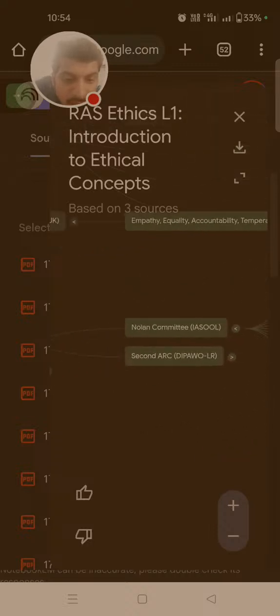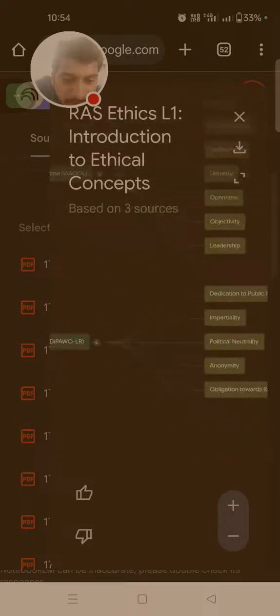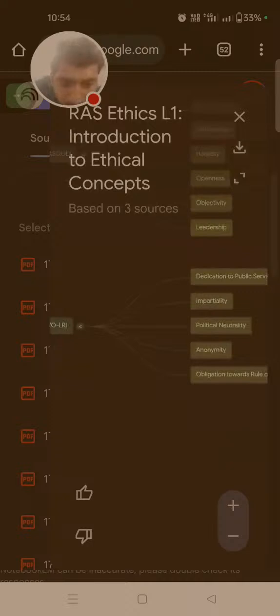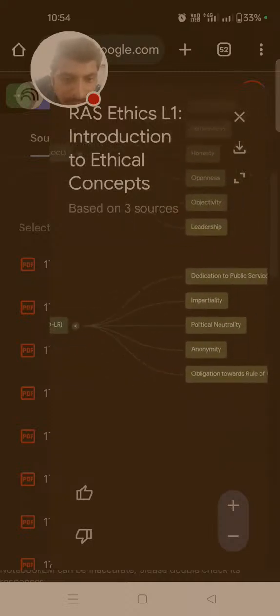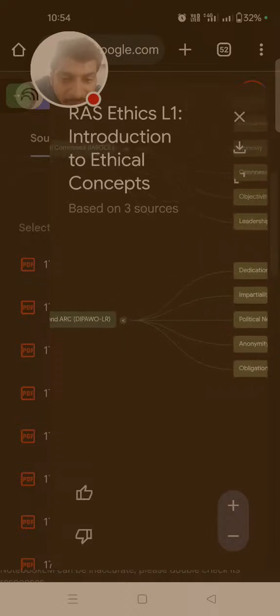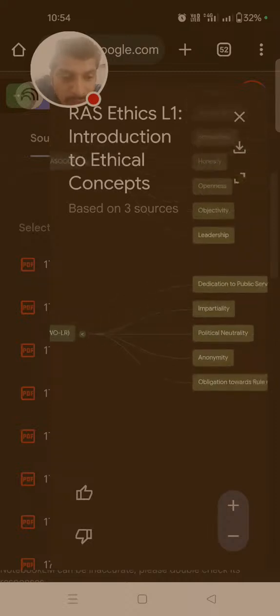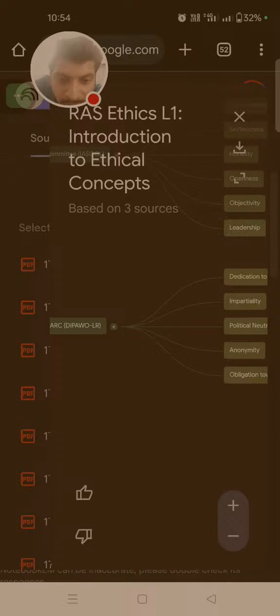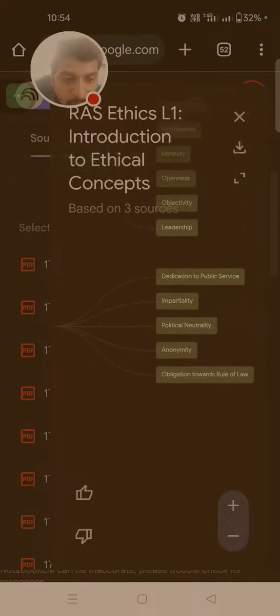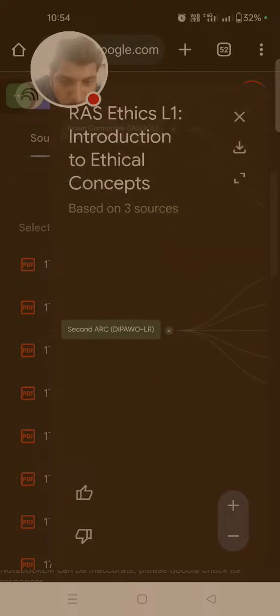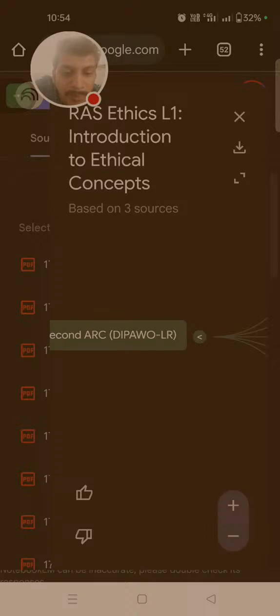Then comes the Second ARC. It gives these values: dedication to public service, impartiality, political neutrality, anonymity, and the obligation toward the rule of law. The mnemonic is DIPA wo.